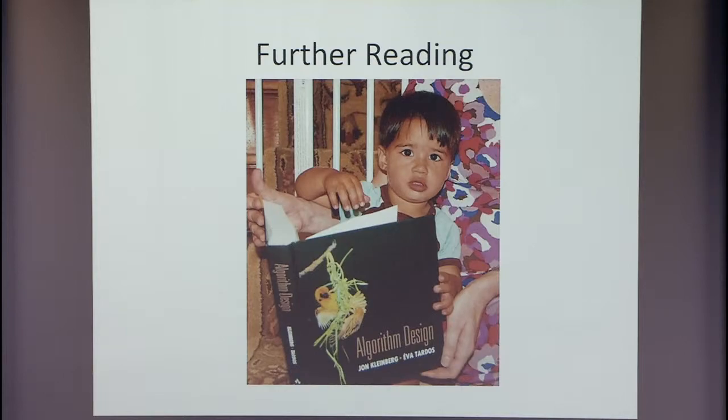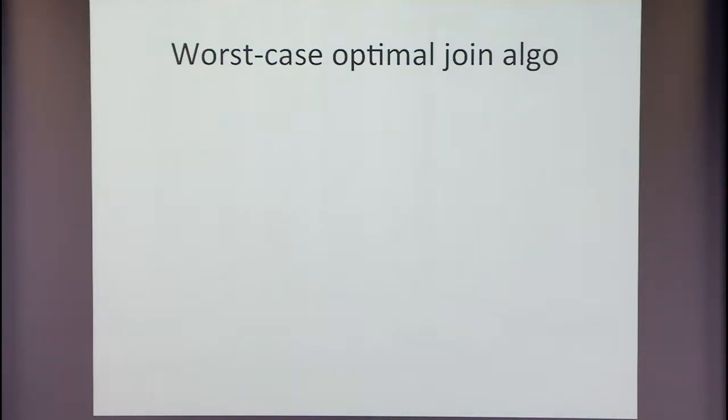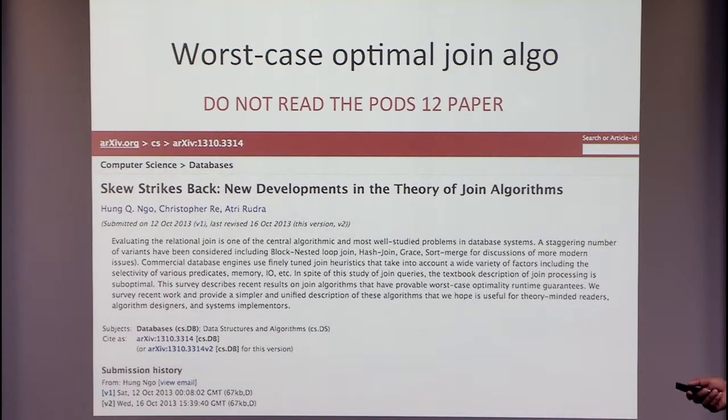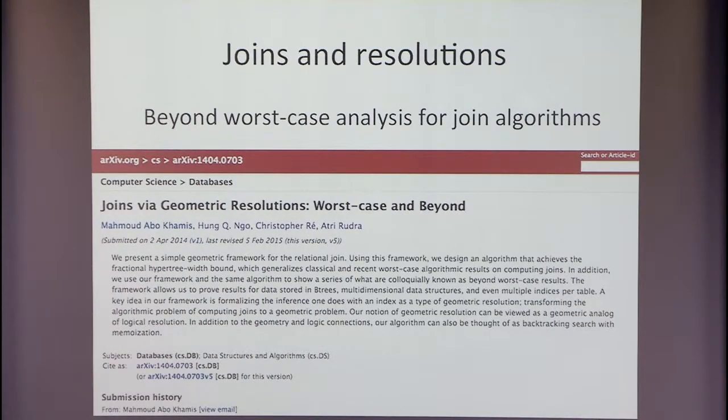If you want to read further on this, to answer Anku's question, we have a worst-case optimal join algorithm for all hypergraphs. This appeared in PODS 12, so one would think that would be the best paper to read up on, and one would be wrong. Please do not read the PODS 12 version. There's a 20-page proof we reduced to 2 pages, so this is a survey that we wrote which has a better proof.